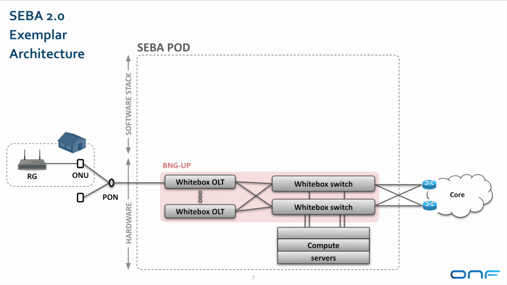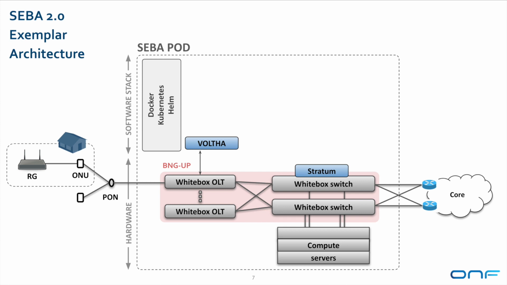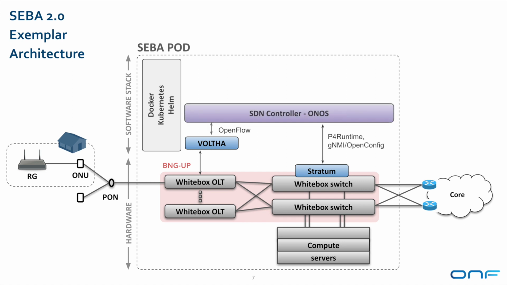Then we have some compute servers where we can run our software stack. All the software components in SEBA are containerized, and so we can use Docker to run them, Kubernetes to manage and scale them, and Helm to install everything. The first component is VOLTHA, responsible for controlling the OLT. Then we have Stratum, which runs directly inside the switch. And on top of these two agents, we have the SDN controller, which is ONOS.